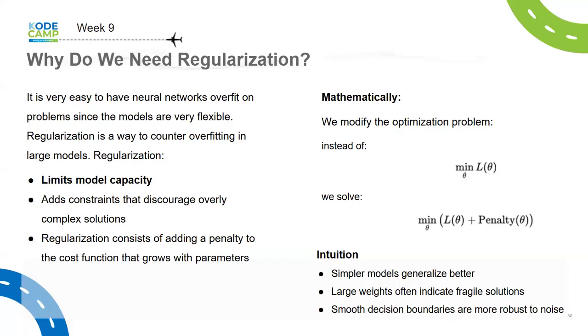But larger models will have more parameters. Simpler models will have fewer parameters, so the penalty will be less. So the idea is simply that simpler models will generalize better. Large weights often result in fragile solutions. So the penalty is to reduce the capacity, basically to prevent the model from being too big. If the model is too big, then the cost is higher.